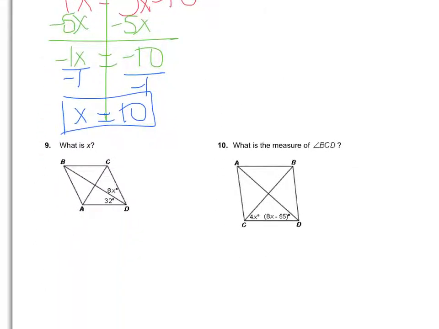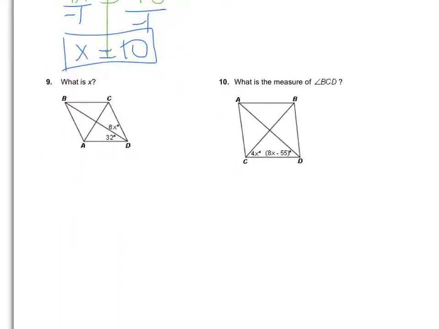Number 9 is going to be the exact same type of problem. That 32 equals 8x. So I'm going to divide both sides by 8. And x equals 4.